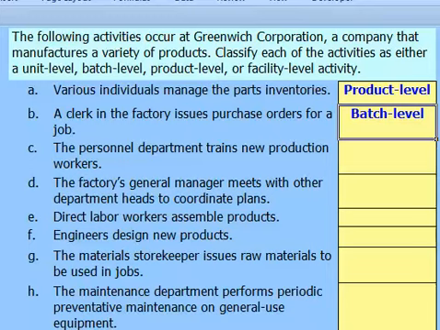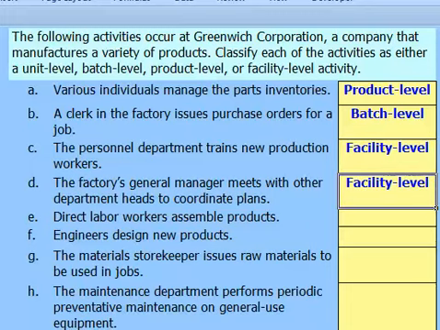The personnel department trains new production workers. That's not related to unit level, batch level, or even product level. That's going to be facility level, because those workers can work on any of our products. The general factory manager meets with other department heads to coordinate plans. That also is going to be facility level. It's not varying by the number of units, number of batches, or products that we produce. Direct labor workers assemble products. The more units we produce, the more direct labor we will incur. So that's going to be unit level.